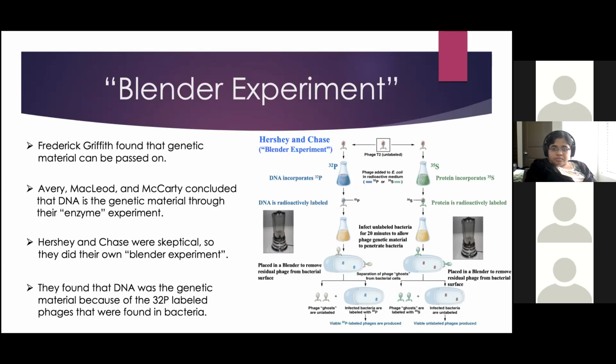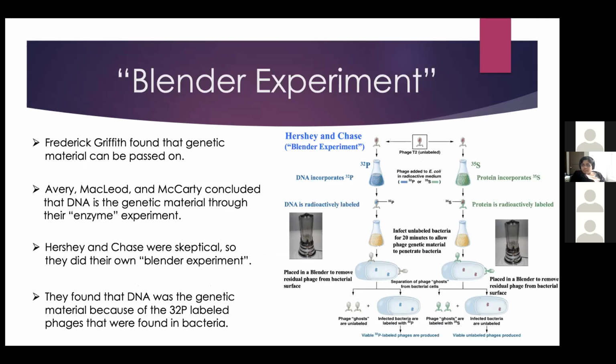After that, they placed it in the blender in order to remove the phage and detach it from the bacteria itself. When they did that, they saw that the protein, the sulfur, wasn't showing up in the bacteria. It was unlabeled, but the DNA did show up, and the bacteria cells were radioactive with the phosphate. So their conclusion was DNA was the genetic material.